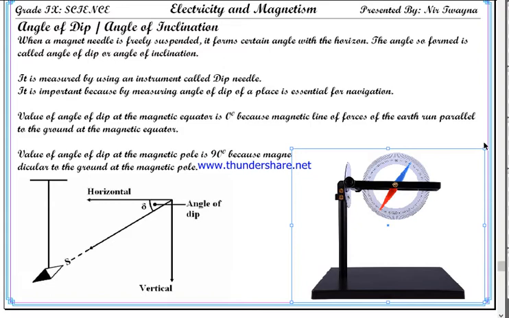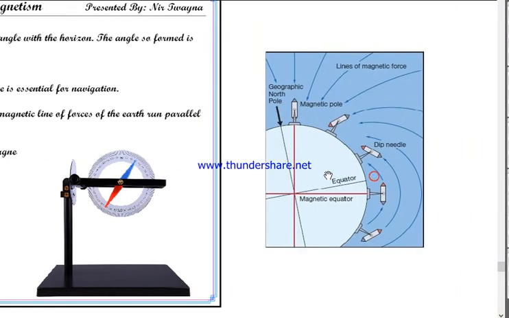It is important because by measuring angle of dip of a place is essential for navigation. Okay, so तिम्रो angle of dip ले तिमीलाई exactly कुन ठाउँमा छौ, यहाँ चाहिँ तिमी इक्वेटर बाट कति पर छौ भन्ने कुरा indicate गरे नि हैन र? Okay हैन? So navigation system मा angle of dip एकदमै important हुन्छ, very important है. navigation system मा angle of dip को एकदमै ठुलो इम्पोर्टेन्स हुन्छ.